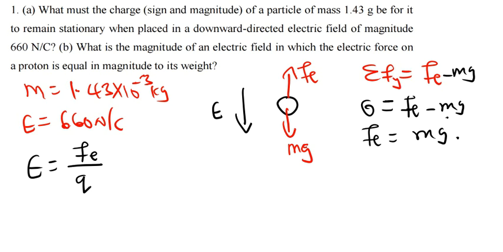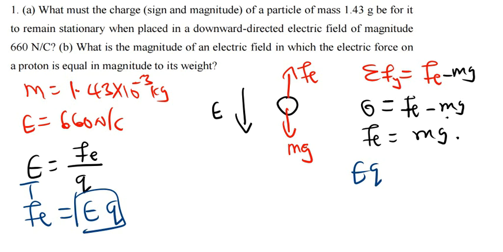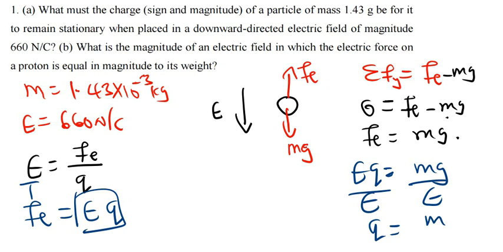If I cross multiply here, I'll find that the electric force will be equal to the electric field times the charge. So I can replace where there is electric force with the electric field times charge. So here I'm going to replace, this is equal to mg. My goal is to find the charge, and I now have everything. I can just divide both sides by the electric field. So the charge will be given by mg divided by E.